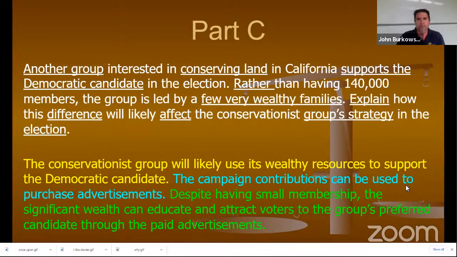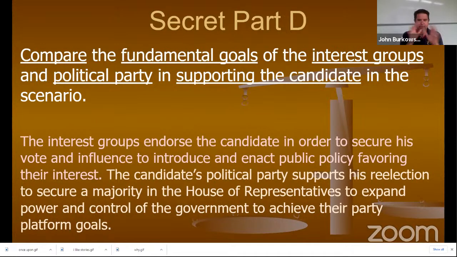Now, secret part D, you're not going to get this. Please don't get confused. I just threw this in there just in case. One day they might want to throw in a compare, just to help you with this: compare the fundamental goals of the interest group and political party in supporting the candidate. I just did this to help foster that comparison. Just in case they were to throw in this element, like a political party or something like that. And you see how, remember, I'm being fair. When you compare, you got to be fair.